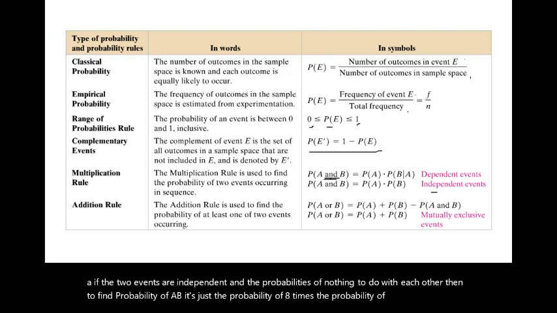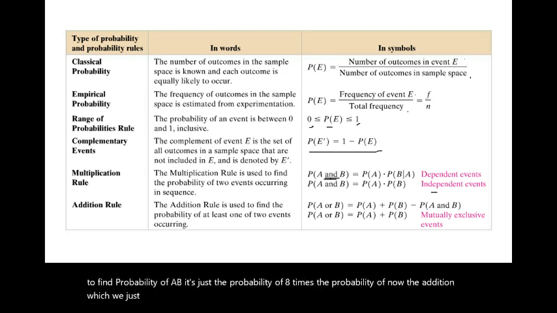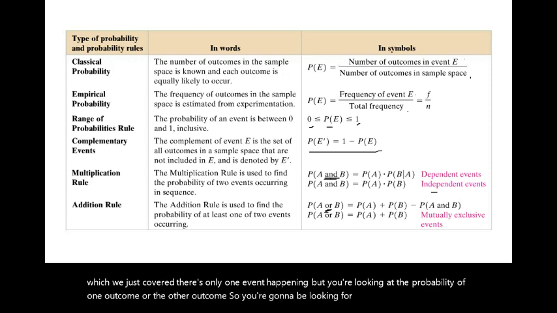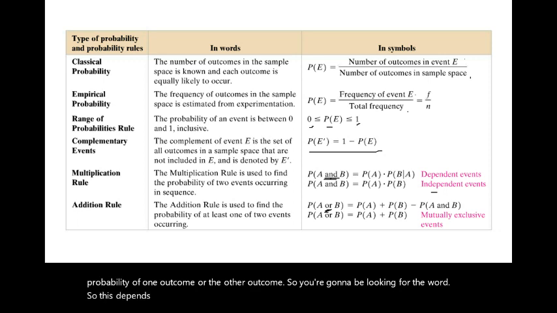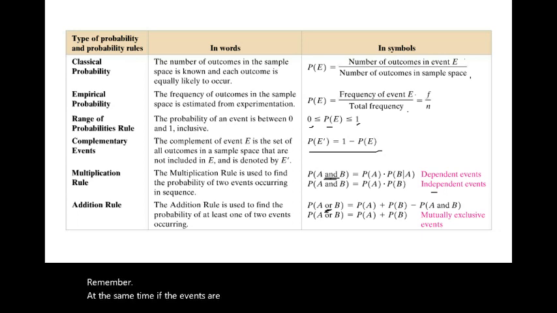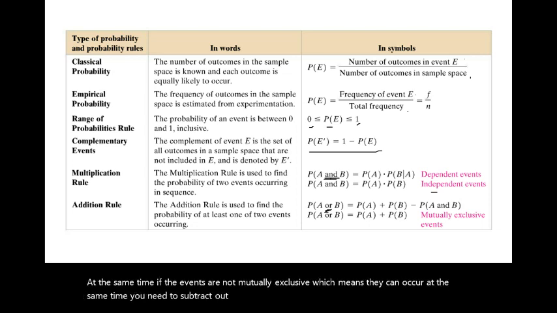Now, for the addition rule, which we just covered, there's only one event happening, but you're looking at the probability of one outcome or the other outcome. So you're going to be looking for the word "or." This depends on whether the events are mutually exclusive or not mutually exclusive. Remember, mutually exclusive deals with whether these two events could occur at the same time. If the events are not mutually exclusive, which means they can occur at the same time, you need to subtract out the overlap. So it'll be the probability of A plus the probability of B minus the probability of A and B at the same time.